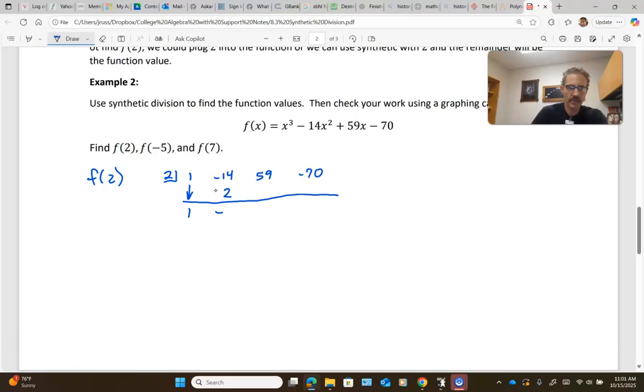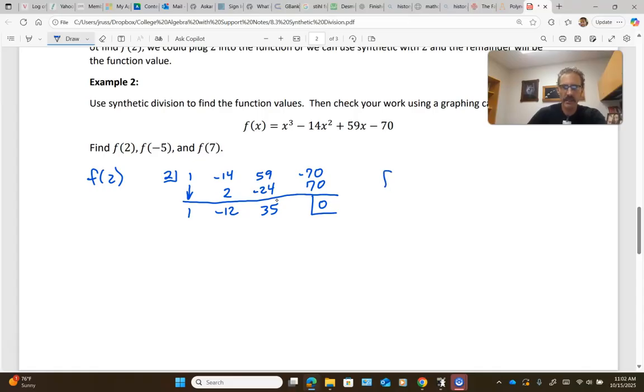Negative 14 plus 2 is negative 12. 2 times negative 12 is negative 24. 59 minus 24 is 35, I believe. And 2 times 35 is 70. Negative 70 plus 70 is 0.